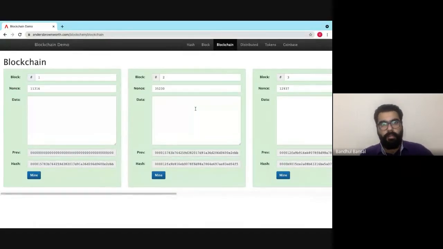This has been created by Anders Brownsworth. Anybody can go there and have a look at it. This is specifically for the purpose of a demo of a blockchain, right? So what exactly is a timestamp server, right? What Satoshi has mentioned, what you can say is the timestamp server or the hashes system, it works like this.